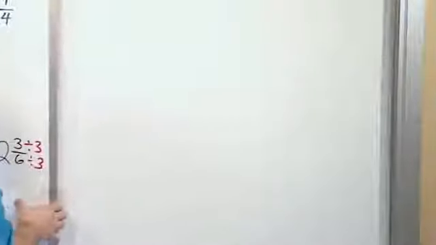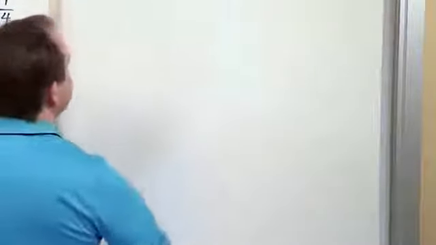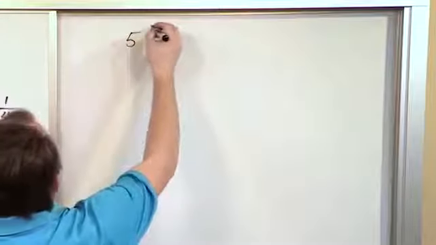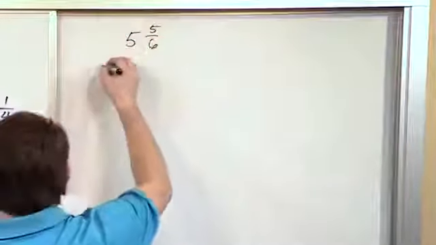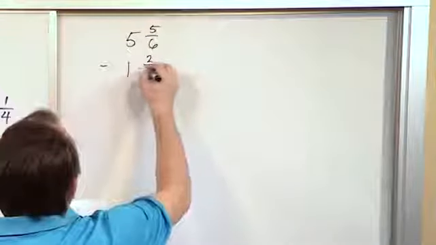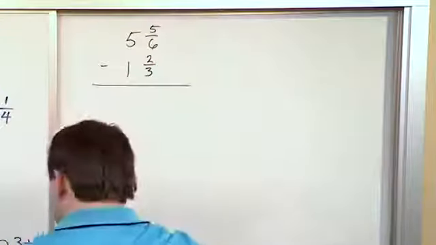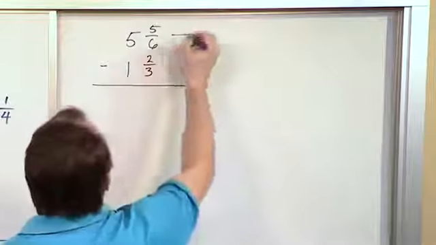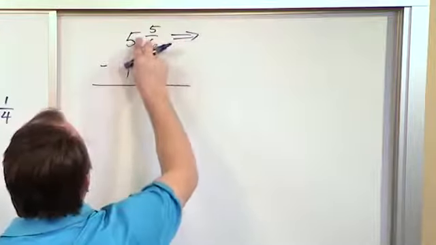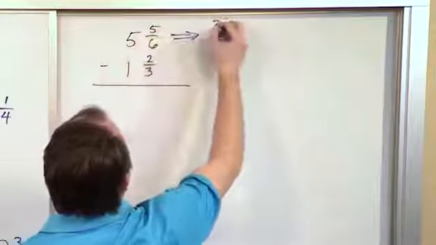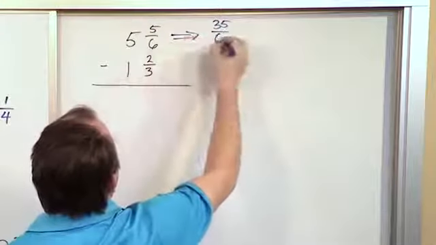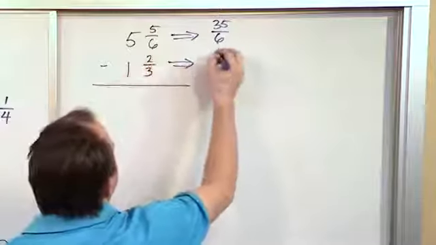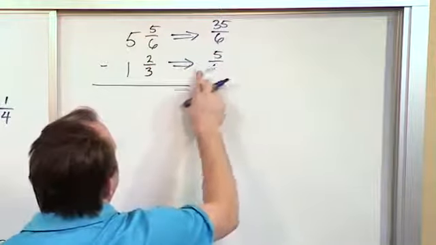But the good news is, really, you don't have to learn a million different things. You're really doing the same thing all the time. We have 5 5/6, and we'd like to subtract from it 1 2/3. When you see a subtraction of mixed numbers, I want you to think, I'm going to convert these to improper fractions. So 6 times 5 is 30, plus 5 is 35, and we write it over the same denominator, 6. 1 times 3 is 3, plus 2 is 5, and we always write it over the same denominator.